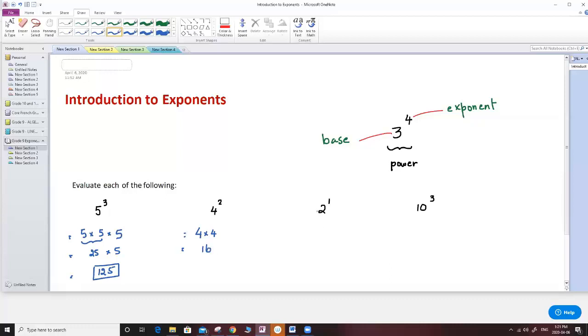2 to the power of 1. The base is 2, the exponent is 1. That means I repeat the base 1 time only. That means 2, and this is the final answer.